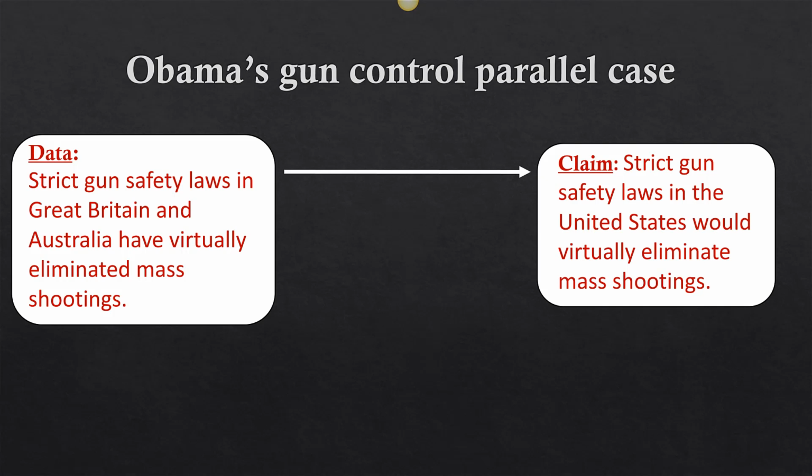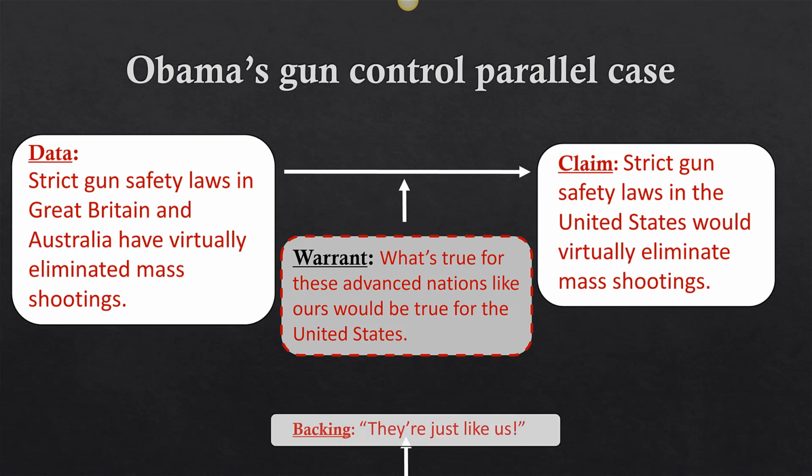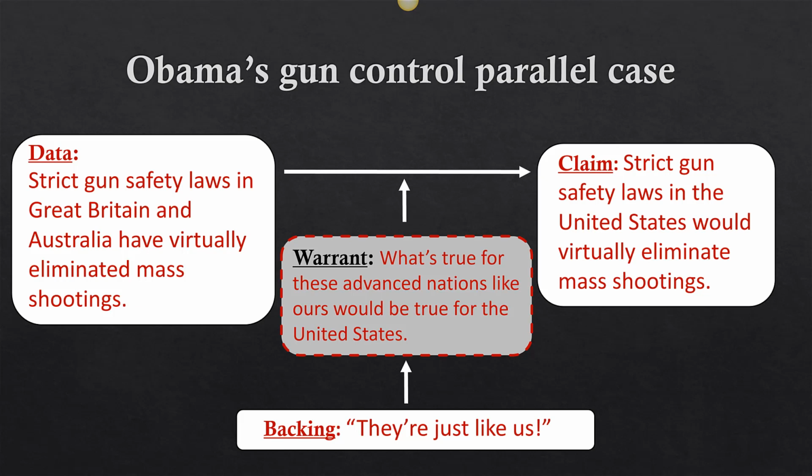The implicit warrant linking these cases is essentially what's true for these advanced nations like ours, Great Britain and Australia, would be true for the United States. And at one point, if you'll recall in the video, he actually provides some explicit backing that these are countries that are just like us. He seems to actually be rather surprised that people don't see this comparison, right?